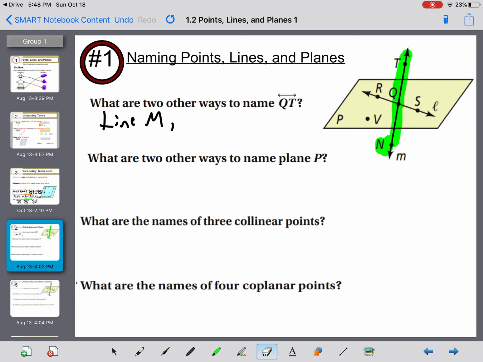Another way to name this line QT is to look at what other points exist on that line. And I see Q and N also exist on that line. So I can call it QN.